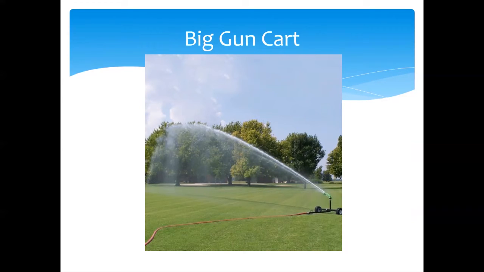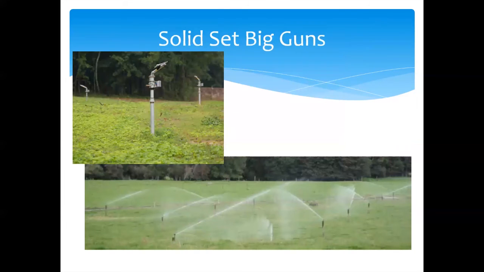Next one, solid set big guns. It's all buried lines with a steel riser coming out with a solid big gun. There could be a control on here that's radio controlled or anything. It could be a really large backyard sprinkler system that's on timers. Super expensive.